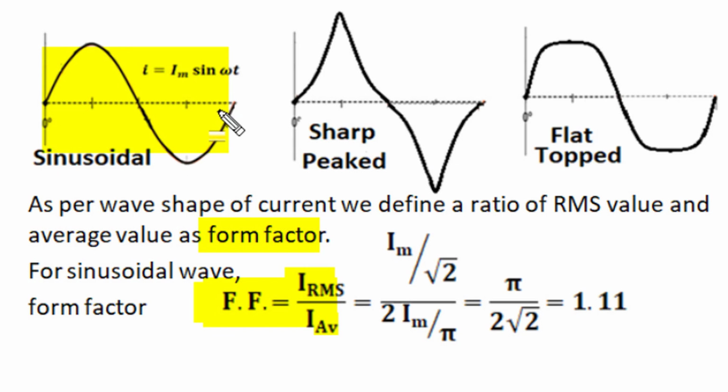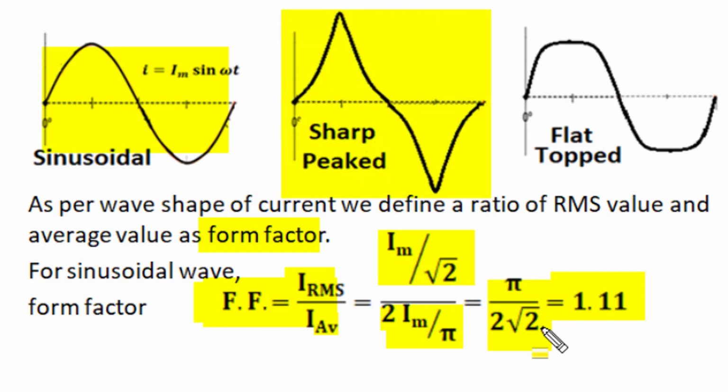For a standard sinusoidal signal, the RMS value is 1 by root 2 times the peak amplitude, and the average value is 2 times Im divided by pi. And when the ratio of RMS and average is calculated, it comes as pi upon 2 root 2. Pi is roughly 3.14 and 2 root 2 is roughly 2.828, and this ratio pi upon 2 root 2 is also 1.11. So the form factor of this standard sinusoidal signal is 1.11, whereas the form factor of this sharp peaked alternation would be higher than 1.11, and for this flat topped signal it would be less than 1.11.